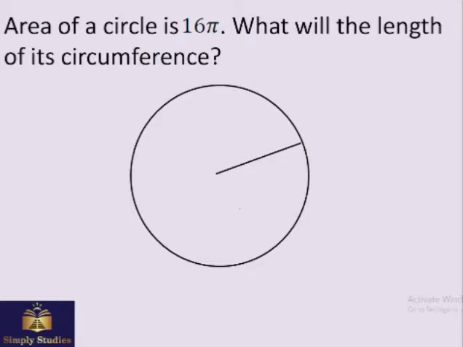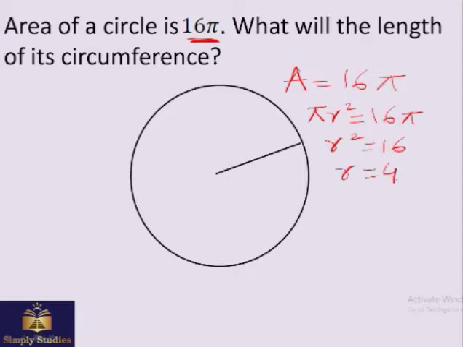Let's do some problems. So there's a problem. It says the area of a circle is 16 pi. What will be the length of its circumference? So area equals 16 pi, and we know the formula for area is pi r squared. So pi r squared is 16 pi. Comparing these two, we can say r squared is 16, so r must be 4.